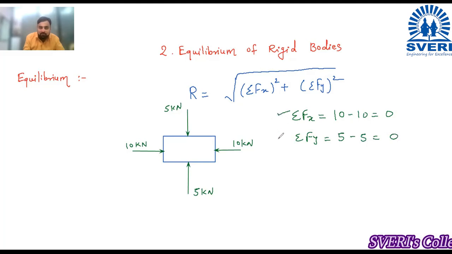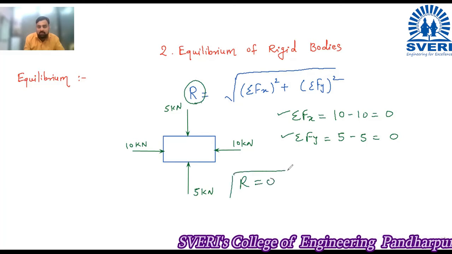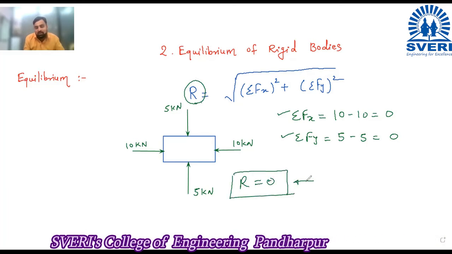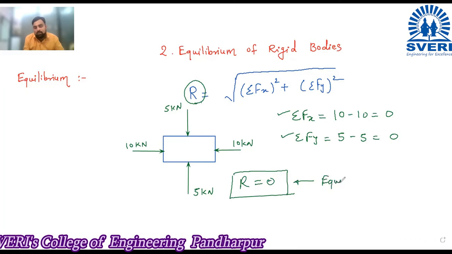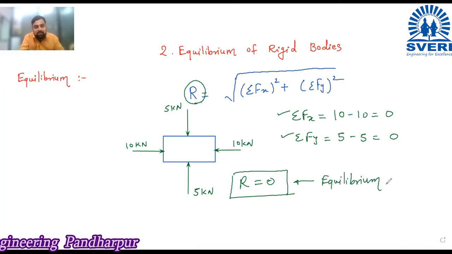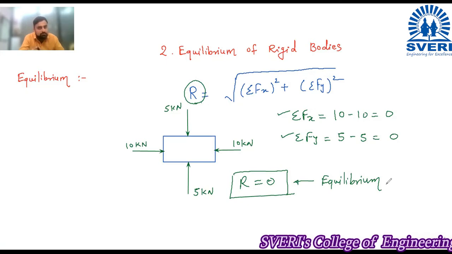So when your summation fx is 0 and summation fy is 0, then your resultant is also 0. And you told me the answer, resultant is 0. So when your resultant is 0, then the body is said to be in equilibrium. Understood? Yes, sir.